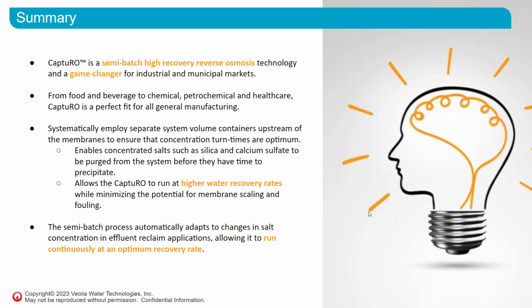And the semi-batch process automatically adapts to changes in salt concentration and effluent, allowing you to run continuously at an optimum recovery rate. So for example, if you have a variable quality or TDS coming in, you can actually set the system to purge at a certain conductivity. So if your conductivity changes coming in, maybe you want to set your concentrate conductivity to 30,000 microsiemens. Once you hit 30,000 microsiemens, you go into your purge, and that way you can optimize your recovery for a given process, which is something you can't easily do with a conventional RO system.